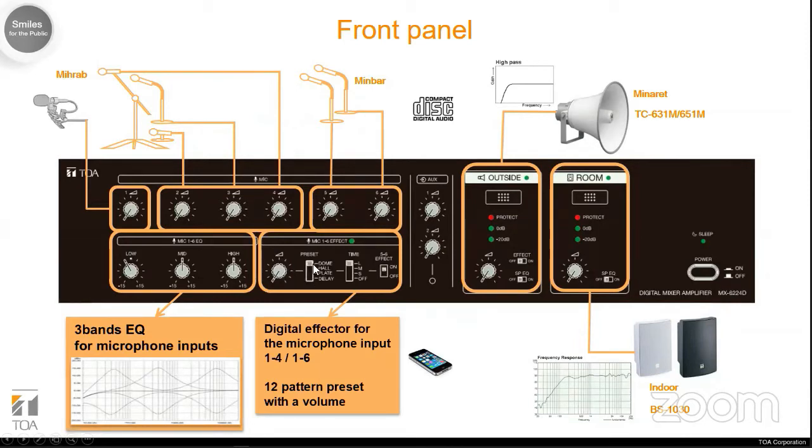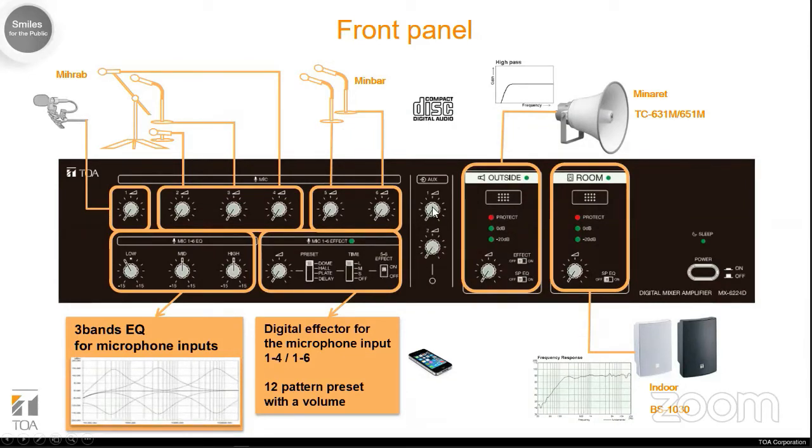You have 4 presets. There's a slide coming up with those presets. And for each preset, you can set a long reverb time, a medium reverb time, a short reverberation time, or switch it off. So you have 3 reverb time settings per preset. This is where you come up with 12 presets. What I also like here is that microphone inputs number 5 and number 6 are designed to be dedicated to the minbar when the imam is conducting a khutbah. In this way, there is an effects on and off switch where if you don't want those two microphones in the minbar to have effects on, you can simply switch them off.